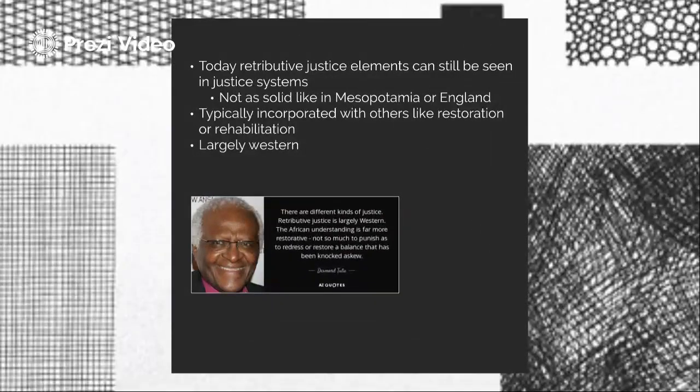Retributive justice can still be seen today and is normally incorporated with other justice approaches like rehabilitation or restoration in justice systems. Retributive justice is mainly seen in Western cultures, and it is not in full use like it was in Mesopotamia or England because it is incorporated with other types of justice.